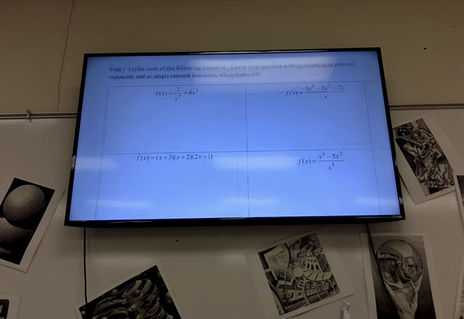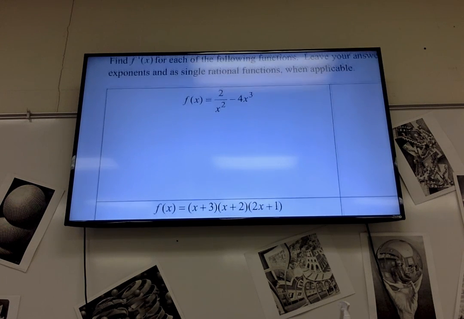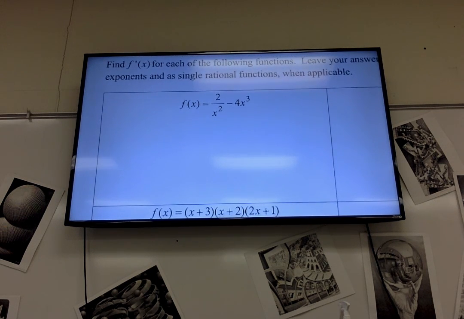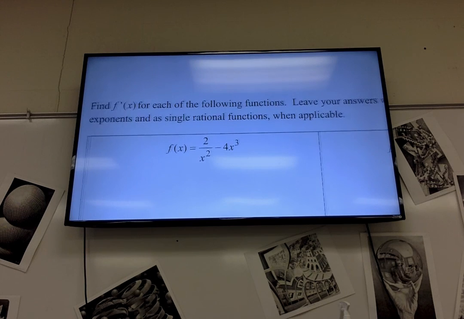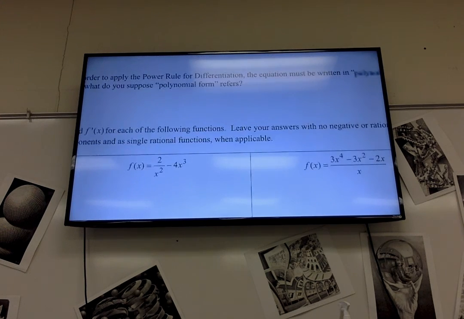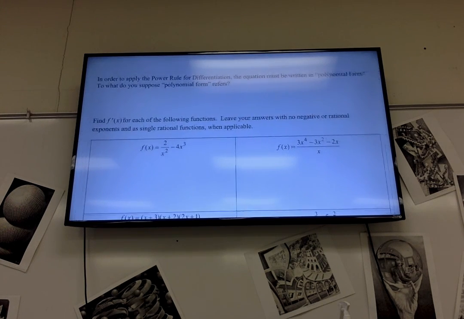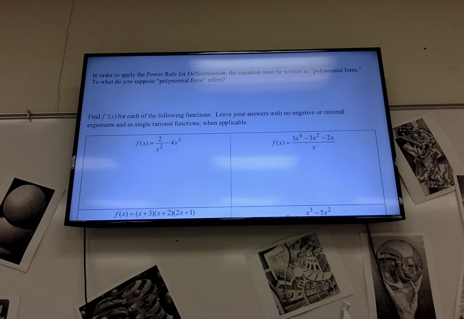Wait, would we just do the same? Okay, so find f prime of x. Oh, I skipped the top part. Is that what you're saying? In order to apply the power rule for differentiation, the equation must be written in polynomial form. Yes. So, what is polynomial?